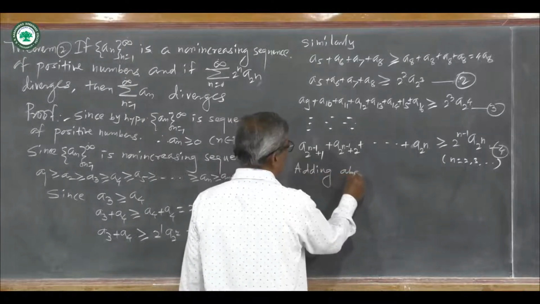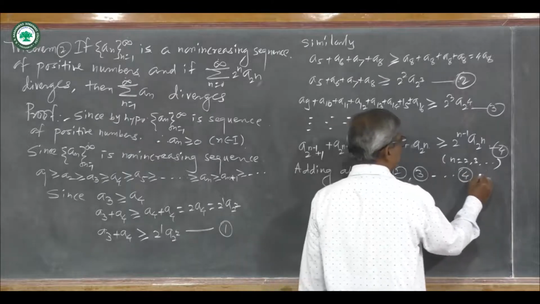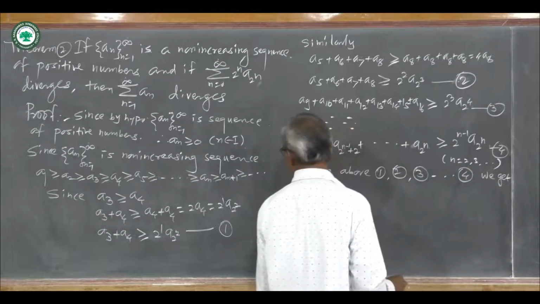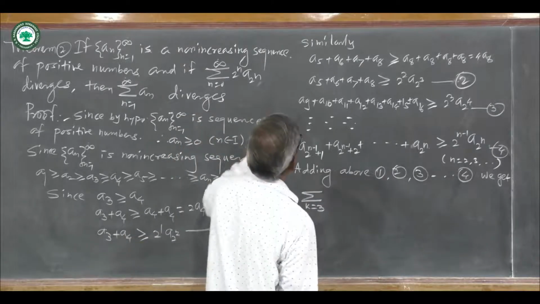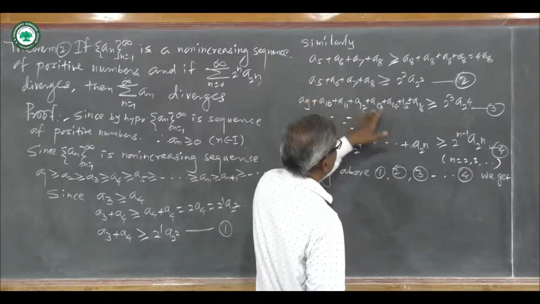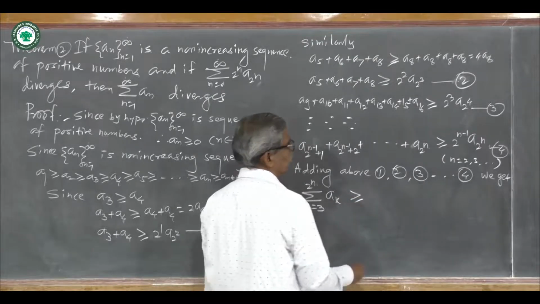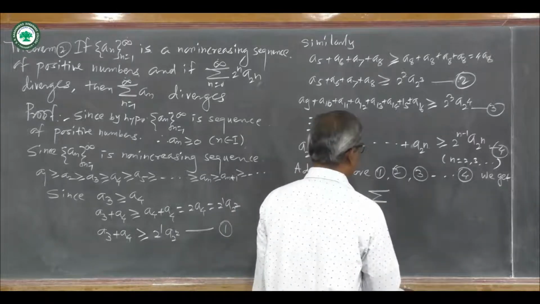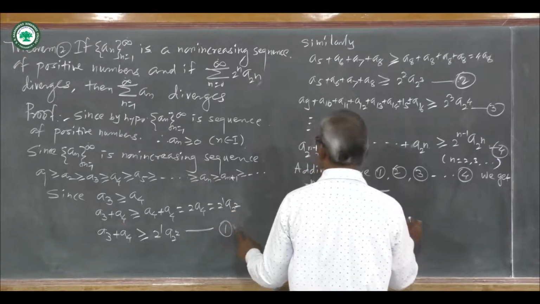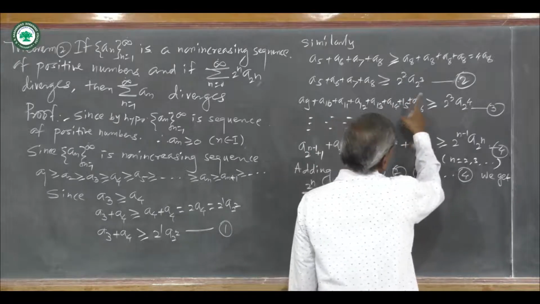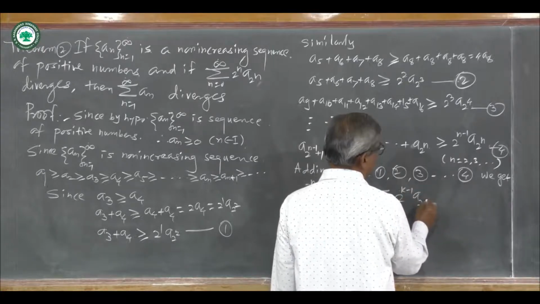Adding above 1, 2, 3 and so on 4, we get summation k is equal to 3 plus 4 plus 5 plus 6 and so on to 2 to the power n, A suffix k is greater than or equal to summation 2 raised to 1 into A suffix 2 square plus 2 raised to 2 A suffix 2 raised to 3, and so on, k is equal to 2, 2 raised to k minus 1 A suffix 2 to the power k.